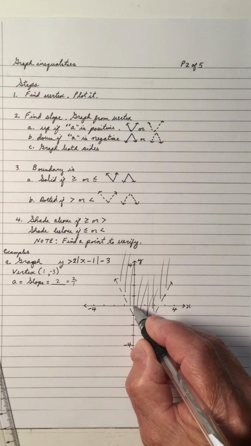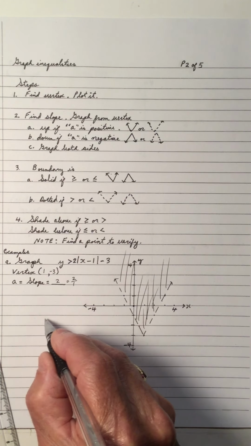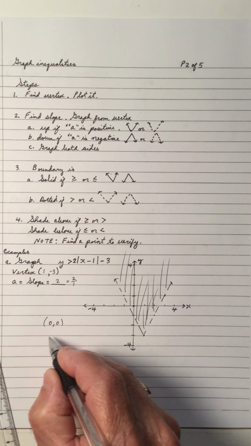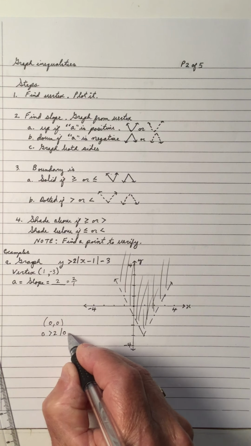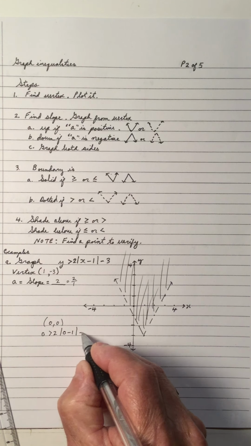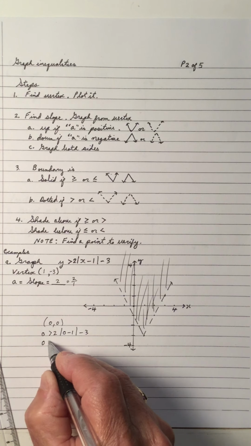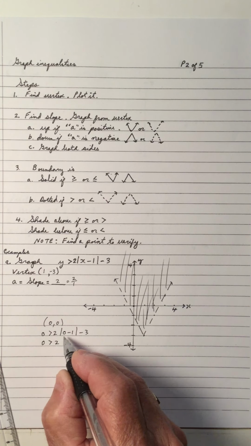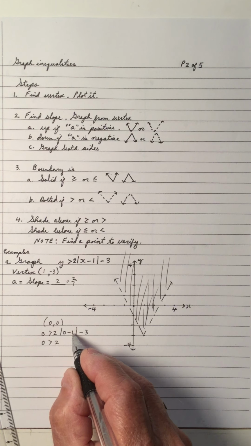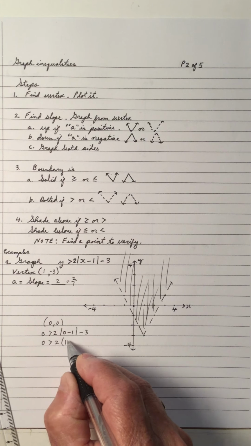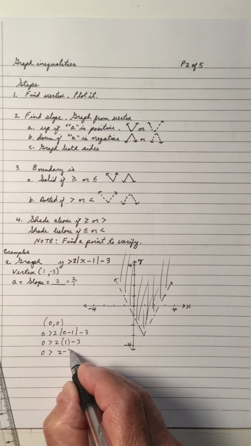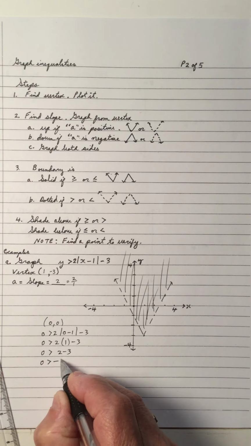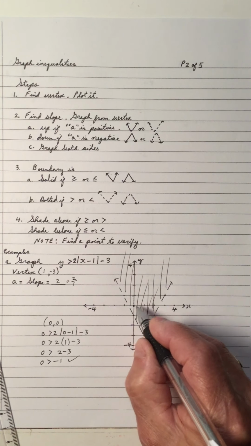And to test it, I'll test the point 0, 0. So let's take the point 0, 0 and test it. So 0 for y is greater than 2 times the absolute value of 0 minus 1, minus 3. 0 subtract 1 is negative 1. The absolute value of negative 1 is 1. And so 0 is greater than 2 minus 3. 0 is greater than negative 1. That's true. So this point fits.